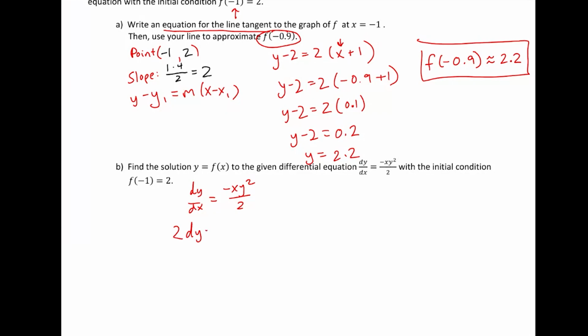So 2 dy is equal to negative xy squared dx, but we still have that y squared on the right-hand side. So we're going to need to divide by that. Now dividing by y squared is equivalent to multiplying by y to the negative 2. This little expression, 2 times y to the negative 2, is the same thing as 2 over y squared. It's just going to work out a little nicer for us when we go to find the antiderivatives. Equals negative x dx. Now we want to integrate.